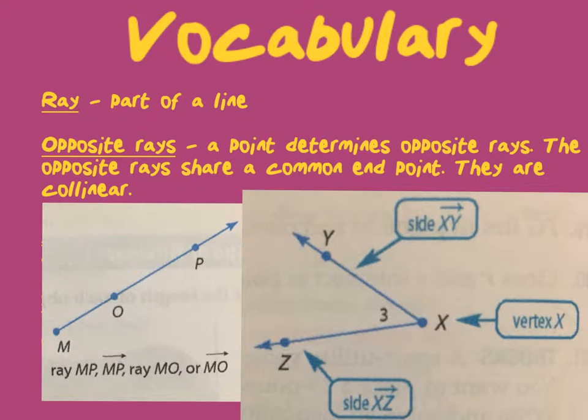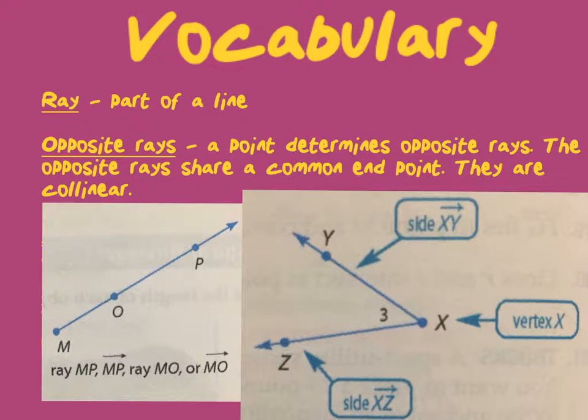The next word is opposite rays. And opposite rays are determined by a point. The opposite rays share a common endpoint, and they are collinear. I didn't take a picture of this one, so I'm going to draw this one, but if you want to look in your book, you can. There is a line with H, J, and K on that line, and you have ray JK, and you have ray JH. Both of those are on the same line, but they go off in opposite directions.